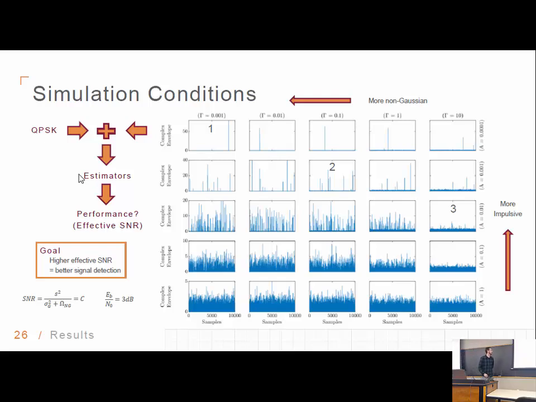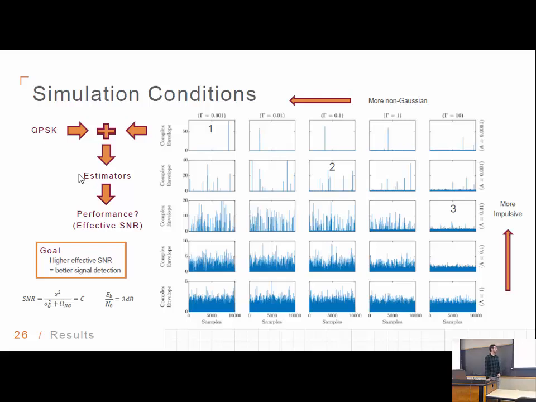So this is the simulation conditions. For the noise in each scenario, I basically took that and added it onto a QPSK signal. So then I had my noise and my signal, and I tried to find the signal in the noise and gauge its performance.